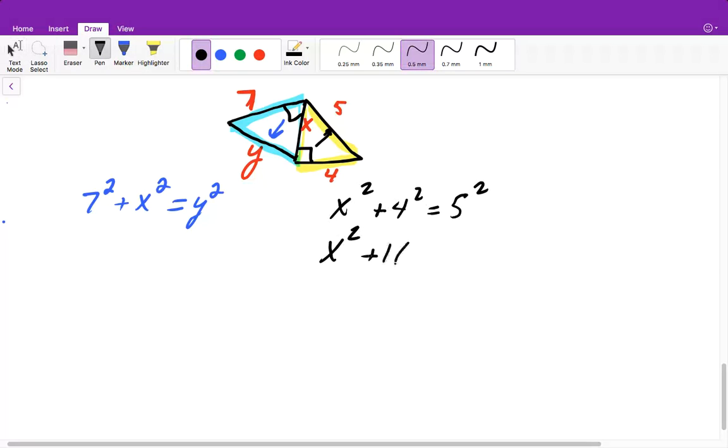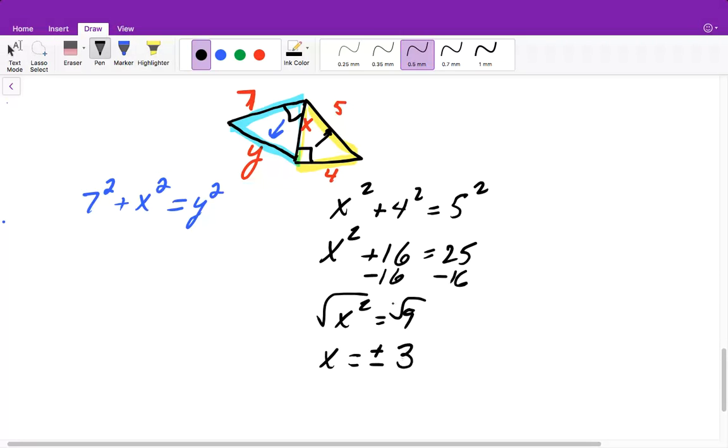x squared plus 16 is equal to 25. We subtract the 16. So x squared is then equal to 9. We take the square root of each side. Since we're dealing with a number squared is equal to 9, it will give us a plus or minus in return. So the square root of 9 is 3. We reject the negative because we're only dealing with positive side lengths because it's distance, so our x is equal to 3. We can now substitute this 3 in for our x here.